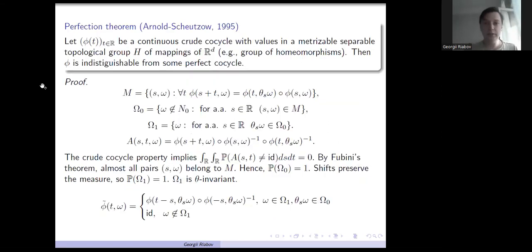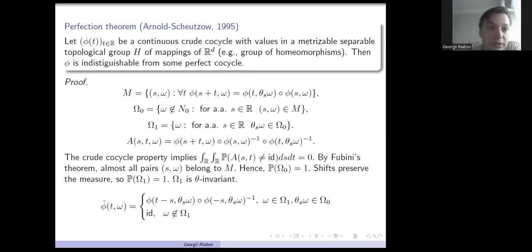And it turns out that actually all stochastic differential equations with smooth enough coefficients give rise to random dynamical systems. This is a consequence of so-called perfection theorems. I will show you one of such results.